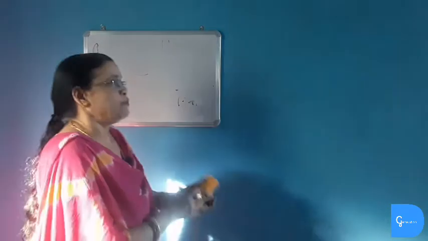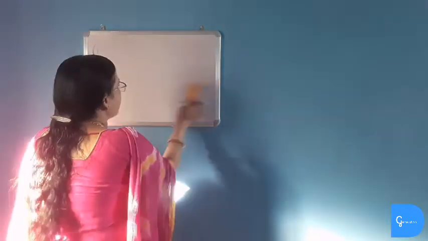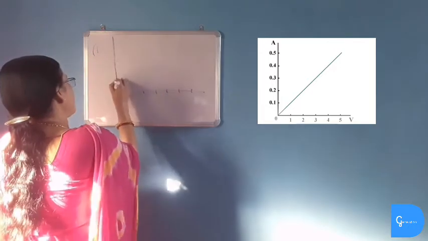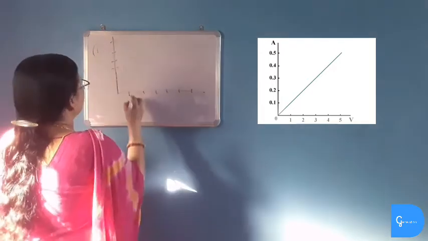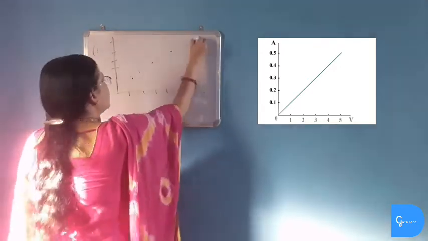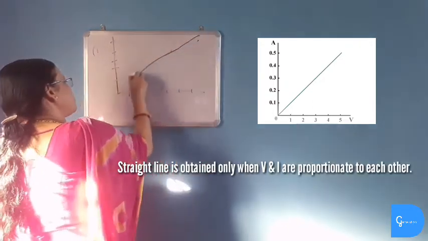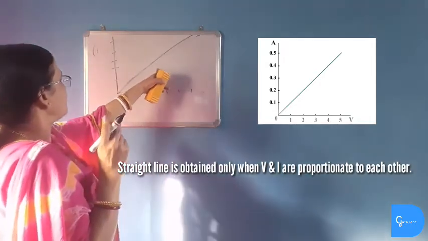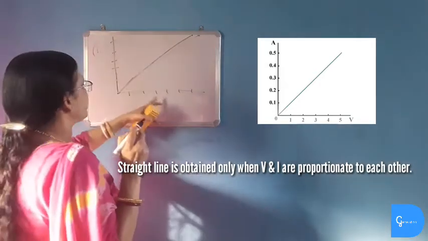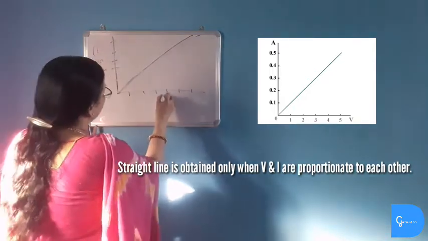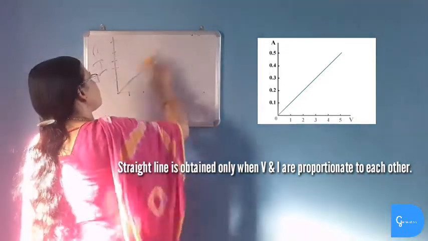Now we will see the VI graph. VI graph means the graph of volt, that is potential difference, and current. If the volts are placed on the x axis and corresponding currents are placed on the y axis, and we put the values, then we will find that if we join all the points, a straight line curve is obtained which passes through the origin. This straight line is obtained in a graph only when the two quantities are in proportion to each other. That means here current is directly proportional to V. This also verifies Ohm's law.